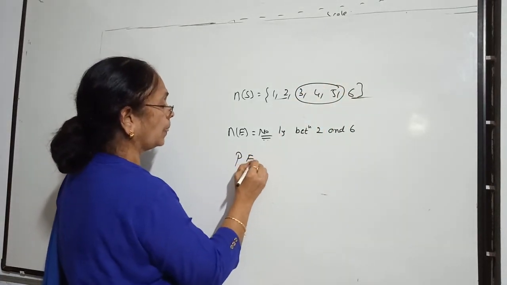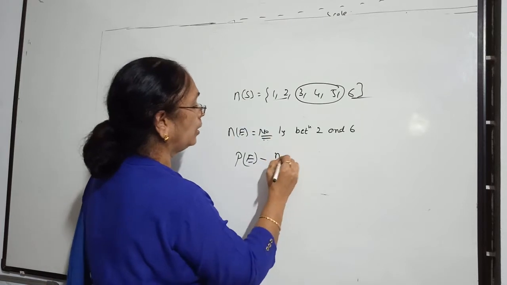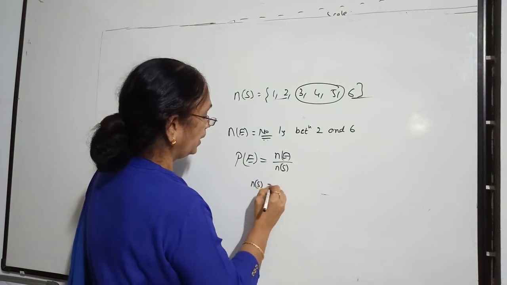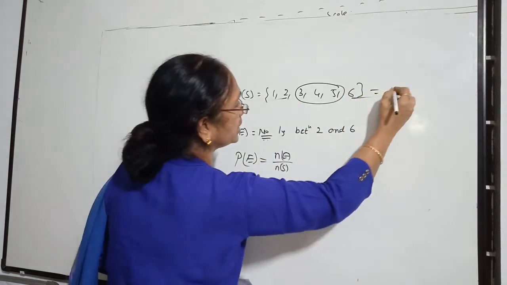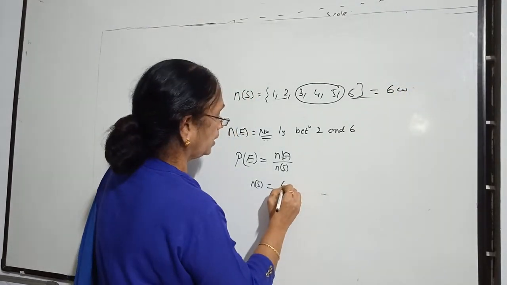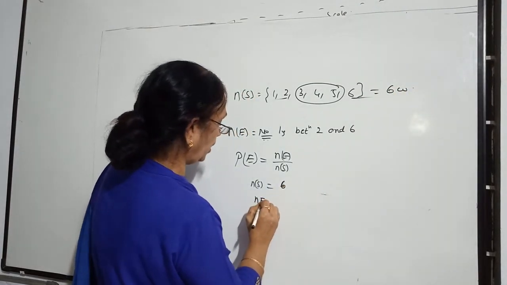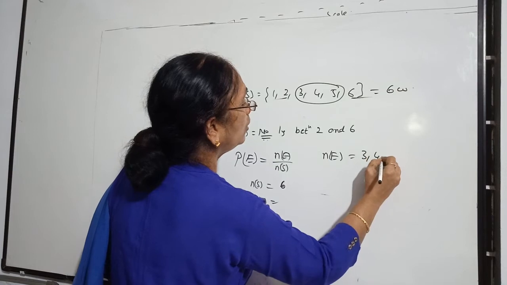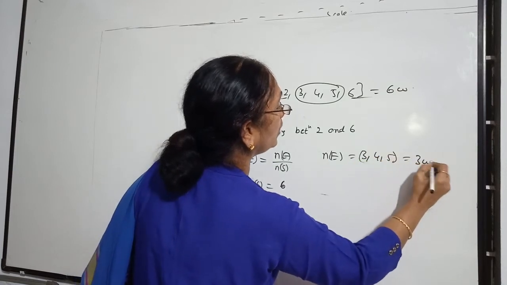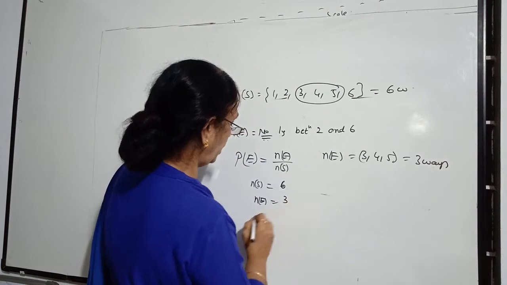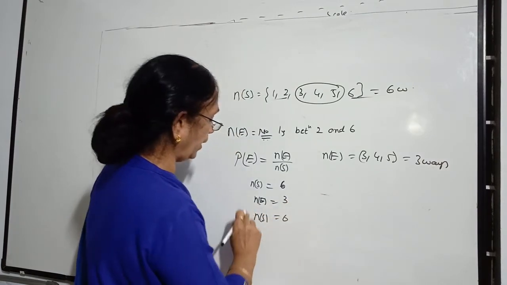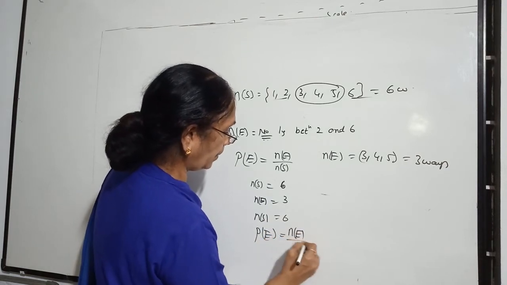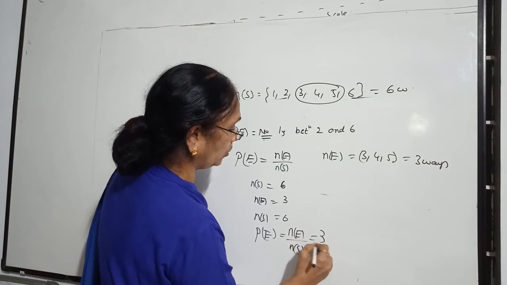So first write the formula. Probability of the given E is equal to N of E by N of S. So N of S is equal to 1, 2, 3, 4, 5, 6. This is 6 ways. So this is 6. N of E comes up to 3, 4, 5, that comes to 3 ways, that is equal to 3. N of S is equal to 6, combined together. P of E is equal to N of E by N of S, that is equal to 3 by 6.